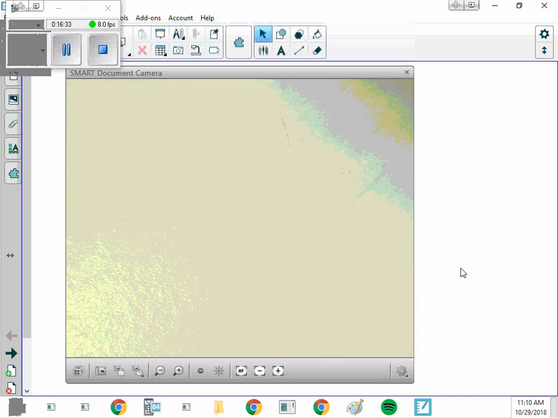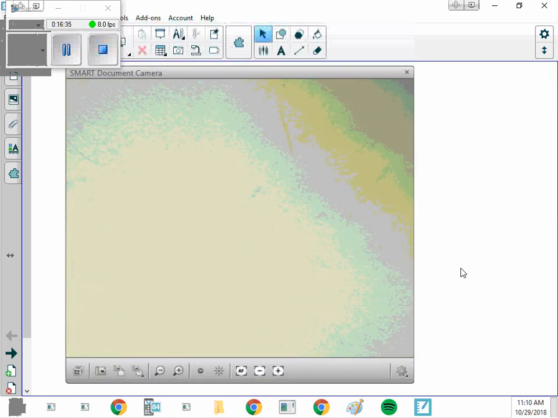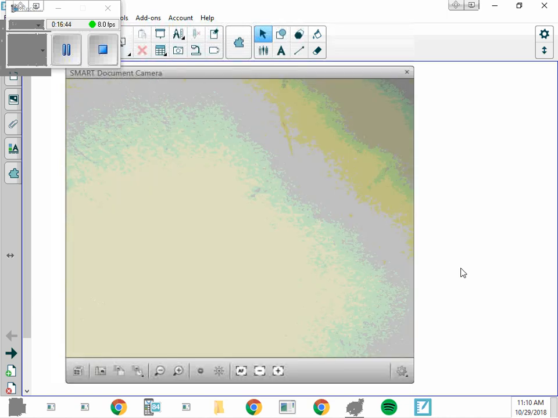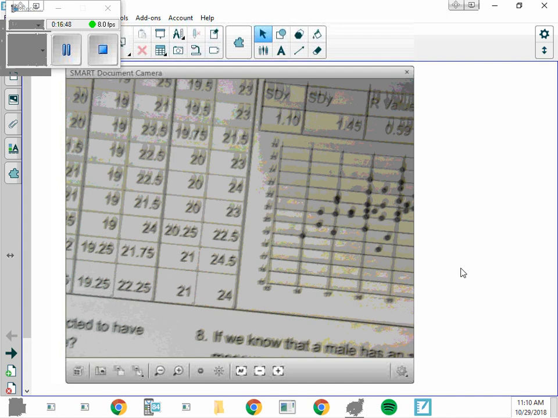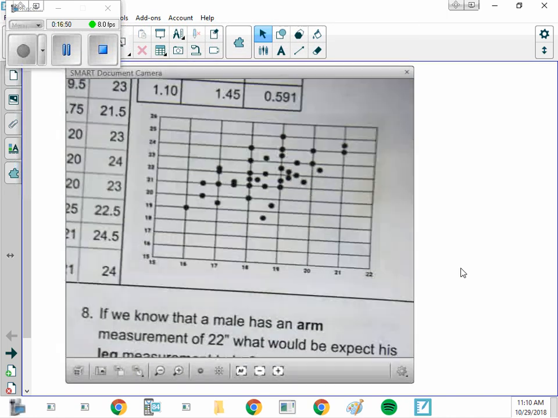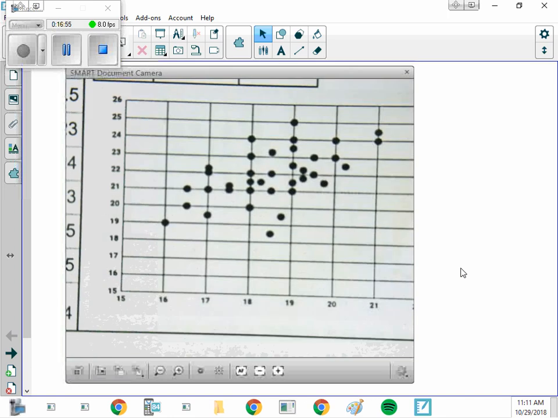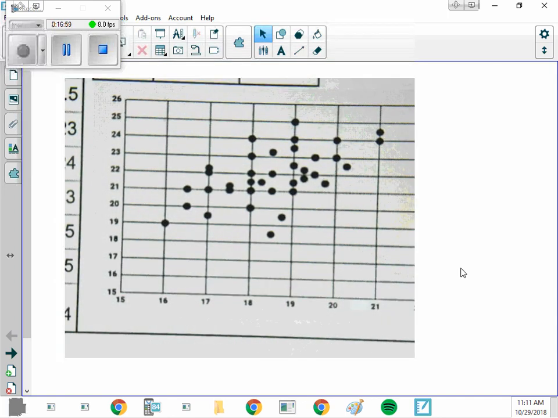So which one? 13. Yes. So number 13, change it to 17.5. 1.75 doesn't make any sense. Good eye. All right. Here is our scatter plot. I'm going to do 7 first because it's X on Y.